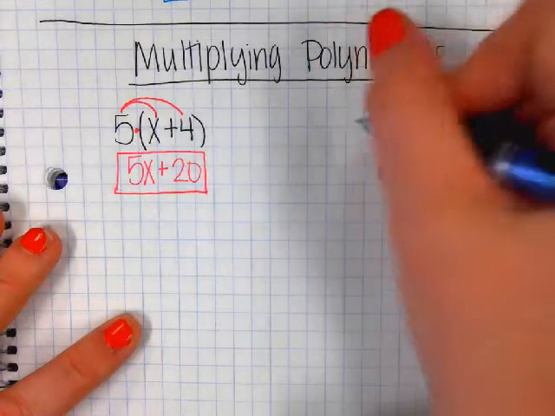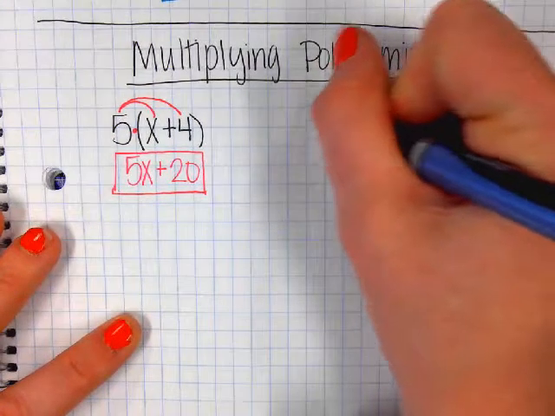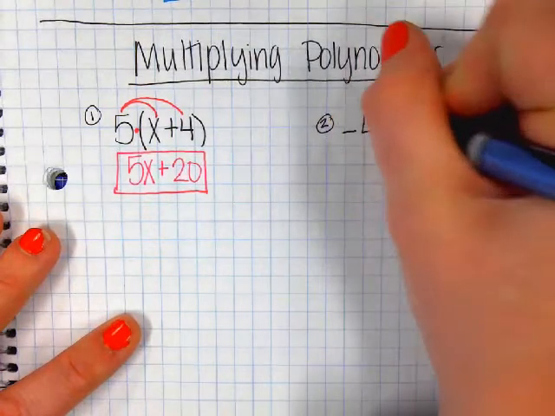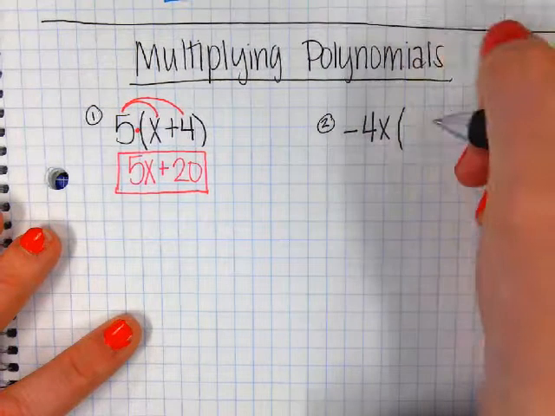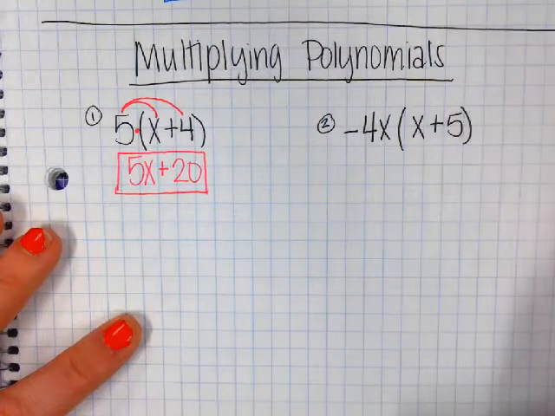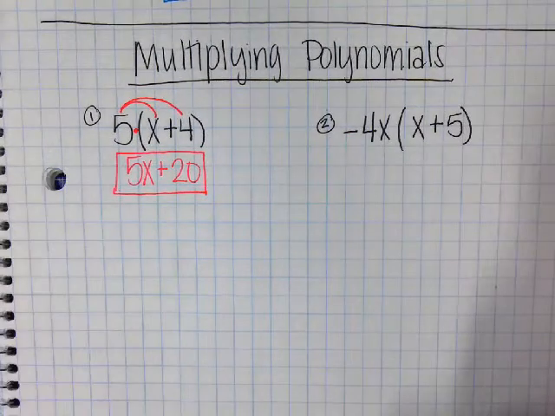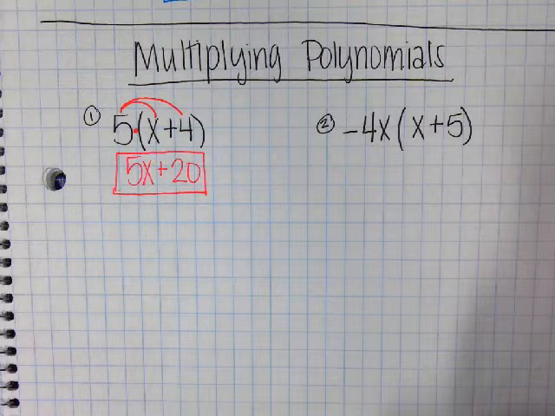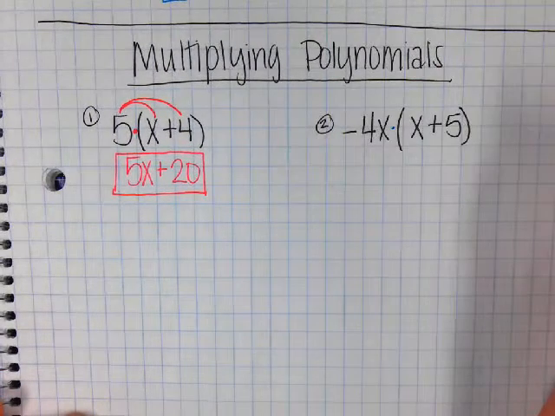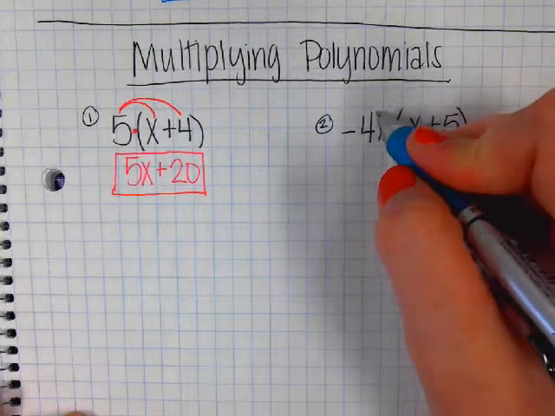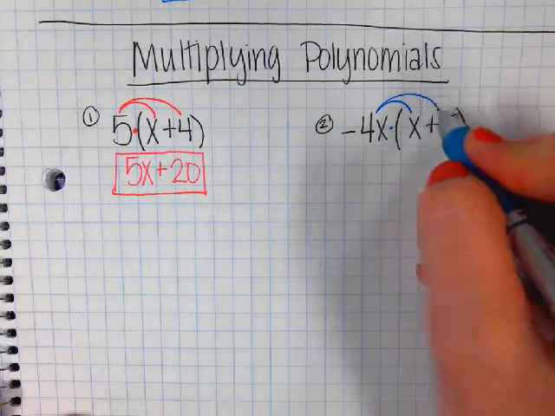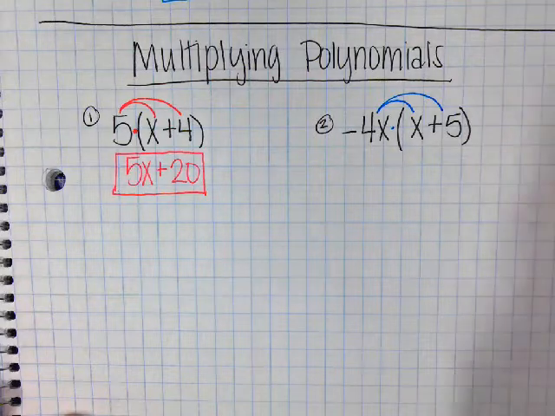Okay, let's do another one. This is example 2. If I have negative 4x times x plus 5. Okay, again, it's multiplication. So I need to multiply or distribute negative 4x times x and negative 4x times 5.